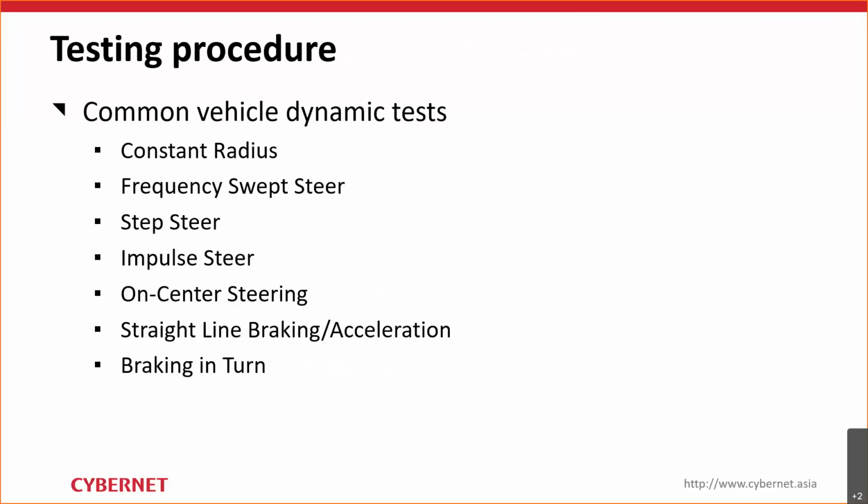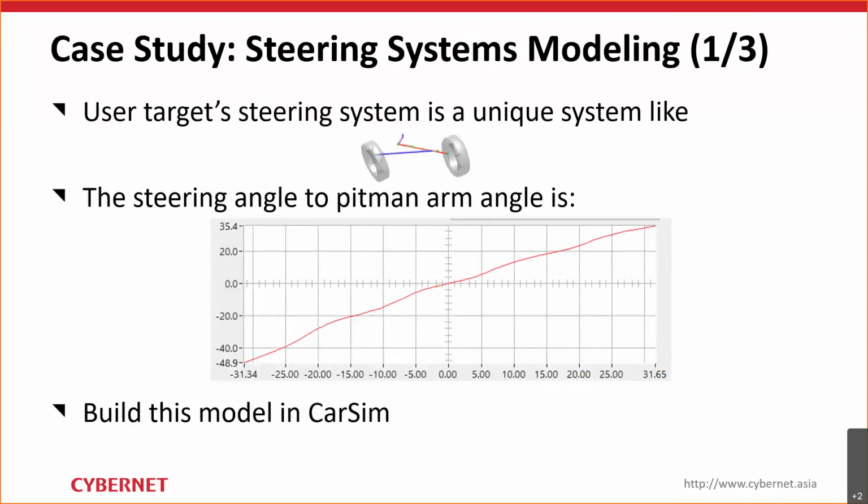The common vehicle dynamic tests include constant radius, frequency sweep steer, step steer, impulse steer, on center steering, straight line braking, acceleration, and braking in turn. This kind of testing will help us know the vehicle performance well. So in this slide, I will use a use case to show you how CarSim finds problems in your design.